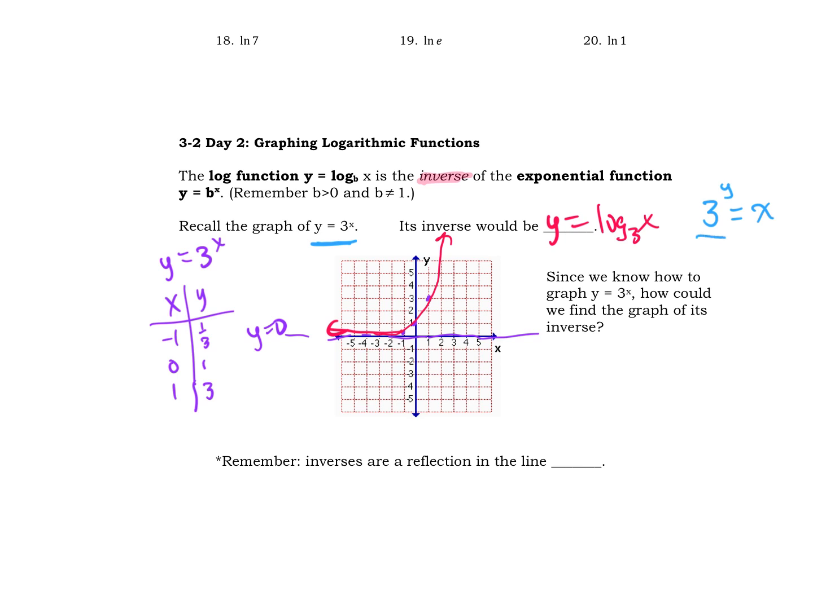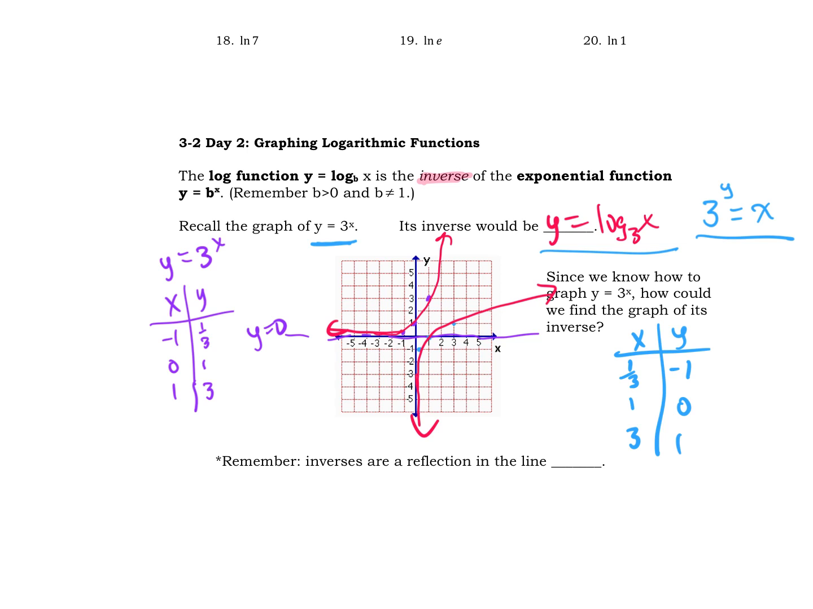So to graph this 3 to the y equals x or y equals log base 3 of x, it could be written either way. But what it means we're going to do is switch our x's and y's. So from our table off to the left there, we're just going to switch our order. Excuse me. We want to graph those points. So barely over and down 1, right 3, up 1. And that graph looks about like that.